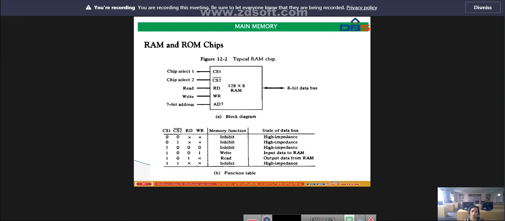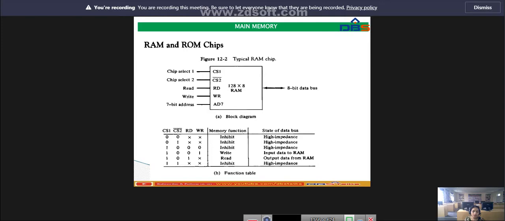What do RD and WR mean? RD means read and WR means write. The read and write signals control the memory operations as well as the bus buffers associated with the bidirectional data bus. When the read input is enabled, the memory stores a byte from the data bus.